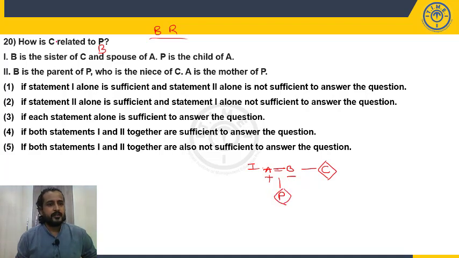But what is the given question? How is C related to P? To say the relation between C and P, I must know the gender of C. But do you have that? No. So 1 alone is not sufficient. Now let me check the 2 alone.